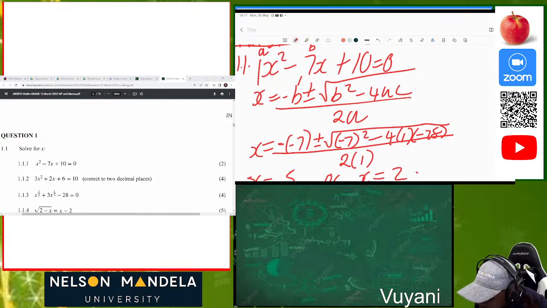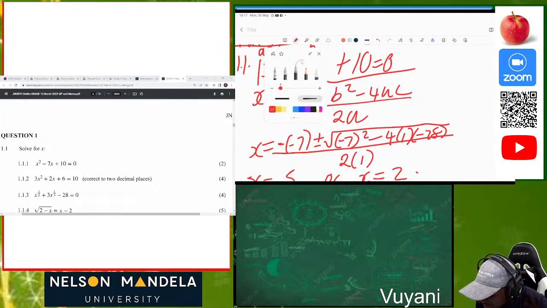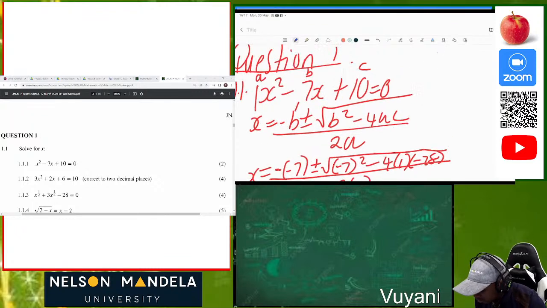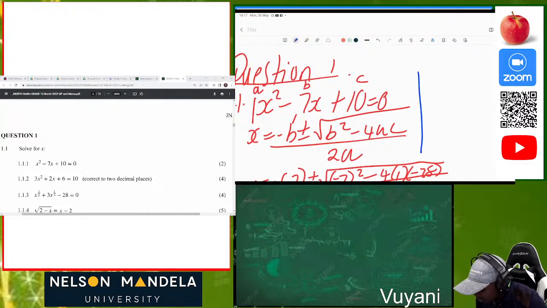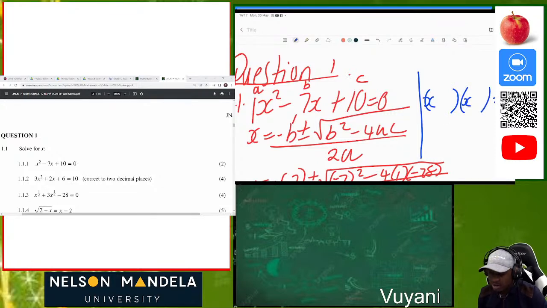So if you are someone who can actually use the factors, we're just going to open two brackets for the factors. So we have x, we also have x. So in order for us to get 10, it's 2 times 5. So we have 2, we also have 5. So the middle term is negative 7. So when we say 2 plus 5, we get positive 7. But when we say negative 2 and negative 5, we get negative 7. And when we say negative 2 times negative 5, we get positive 10.